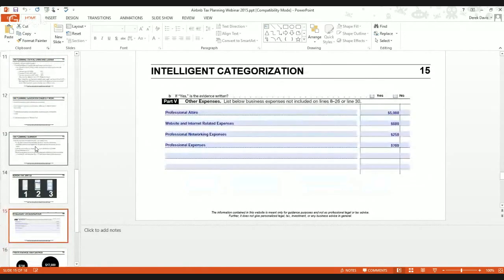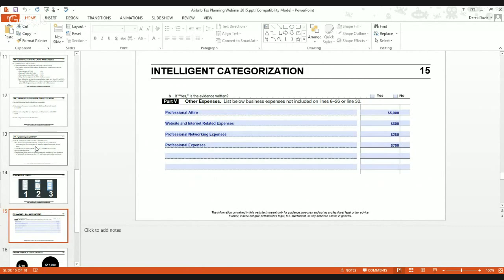And the real brains behind Bonsai is it categorizes all your transactions into smart categories that help you maximize your deductions. So these are some of our expense categorizations. So you have professional attire, which is naturally clothing, website and internet related expenses. What we've seen a lot with a lot of growing Airbnb hosts is that they're now setting up their own websites, and they're beginning to build traffic and build their own relationships with potential people who stayed with them.